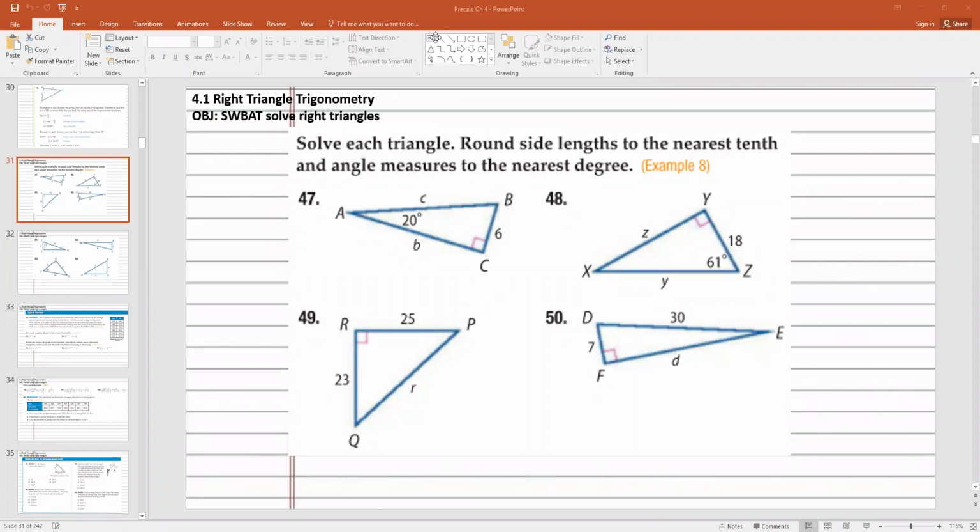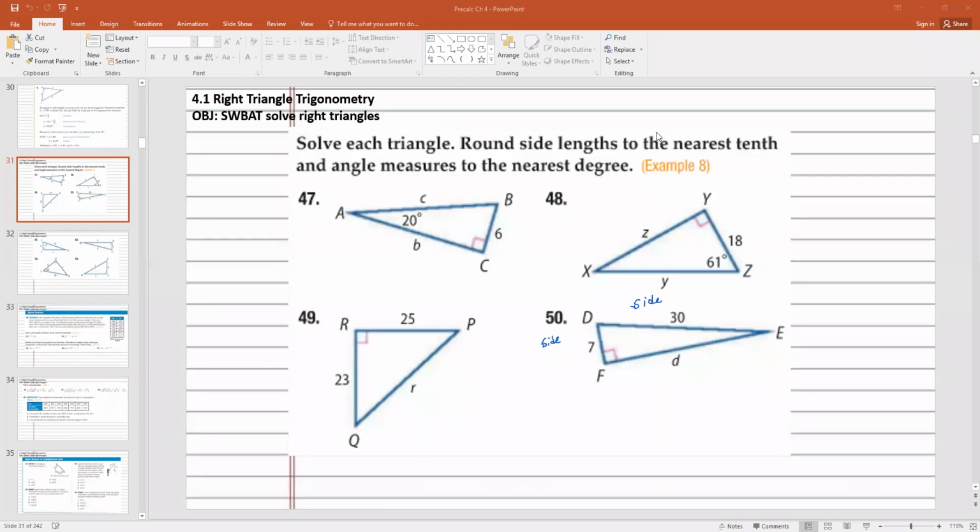All right. Hi, everybody. So we're going to look at number 50. All right, so here it says solve each triangle. That means we want to find all the missing sides and all the missing angles. So here we're given a side and another side. So whenever we're given two sides, we want to find the other side first. Now the way we find the other side is we're going to do the Pythagorean Theorem.